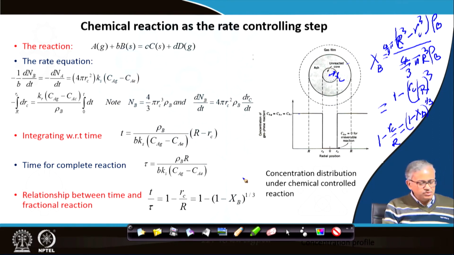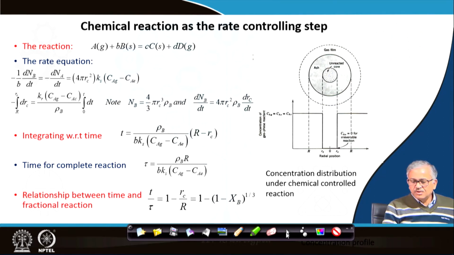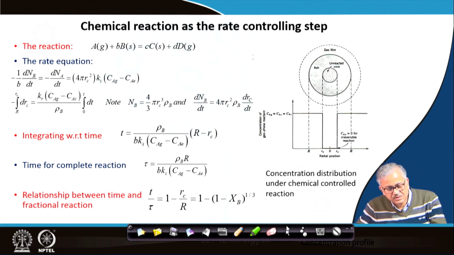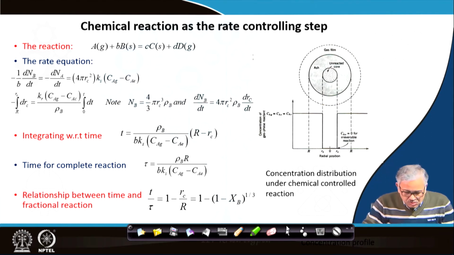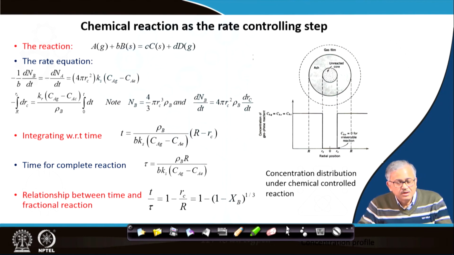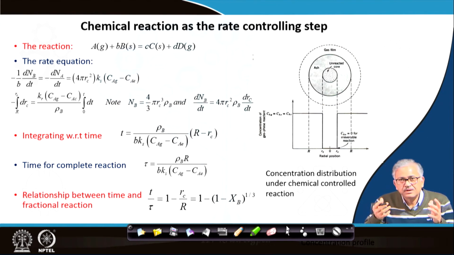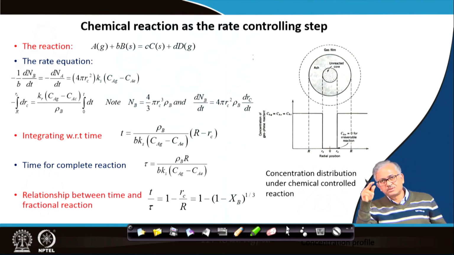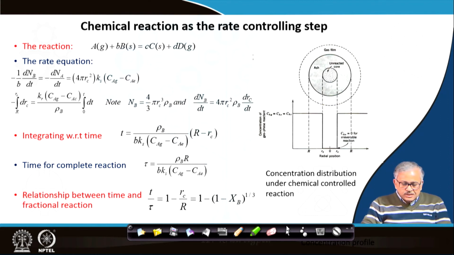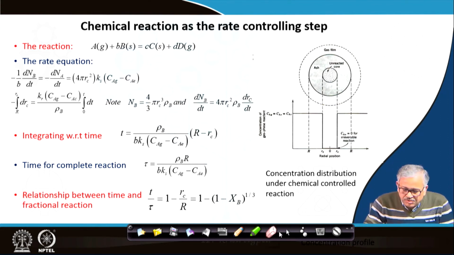So, you got a relationship now: T by tau is equal to 1 minus RC by R, which is equal to this correlation. If you do some experiment in the laboratory and plot the reduced time versus 1 minus XB to the power 1/3, and it perfectly follows a straight line passing through the origin, then you can say that this is a chemical control process. Okay.